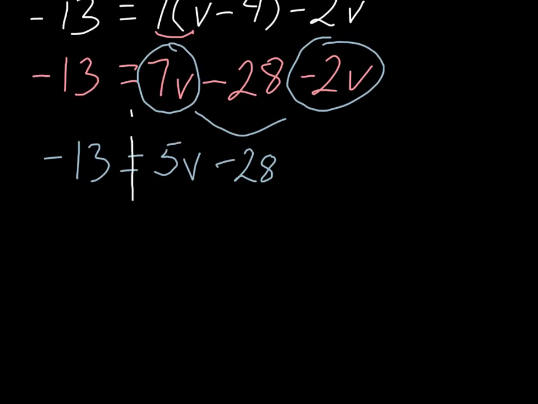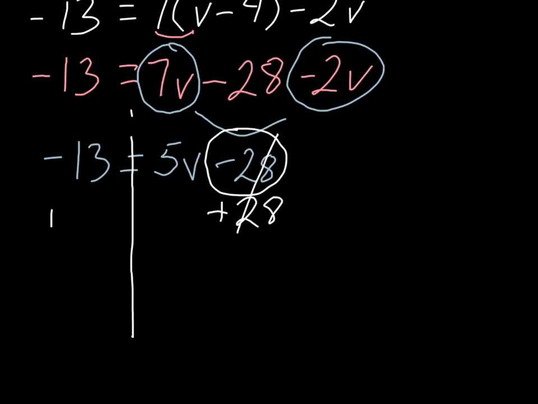And two-step equations, we have the two sides. We're going to go ahead and isolate my variable, and the first thing I'm going to cancel is this minus 28. To cancel a minus 28 is to add 28. So I'm going to add 28. Minus 28 plus 28 cancels out. Whatever I do to one side, I do to the other.